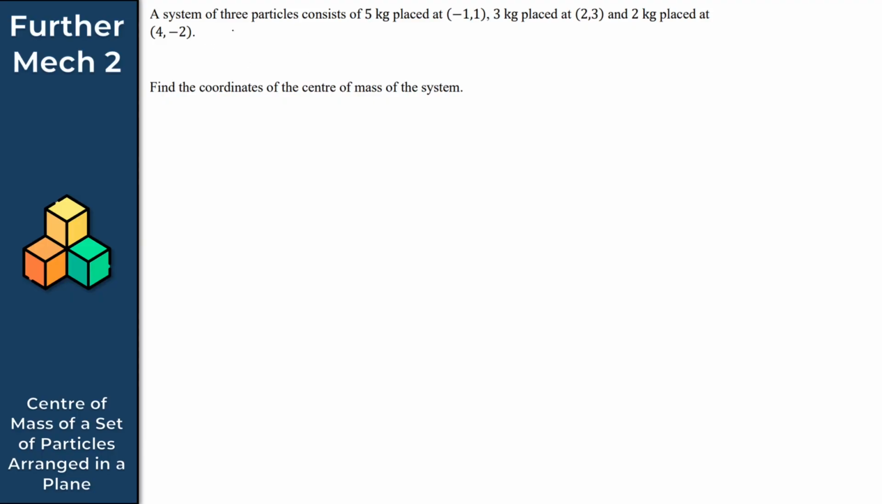What we have for this question is a system of 3 particles that consists of 5 kg placed at (-1, 1), 3 kg placed at (2, 3), and 2 kg placed at (4, -2). All we want to do here is find the coordinates of the center of mass of the system.